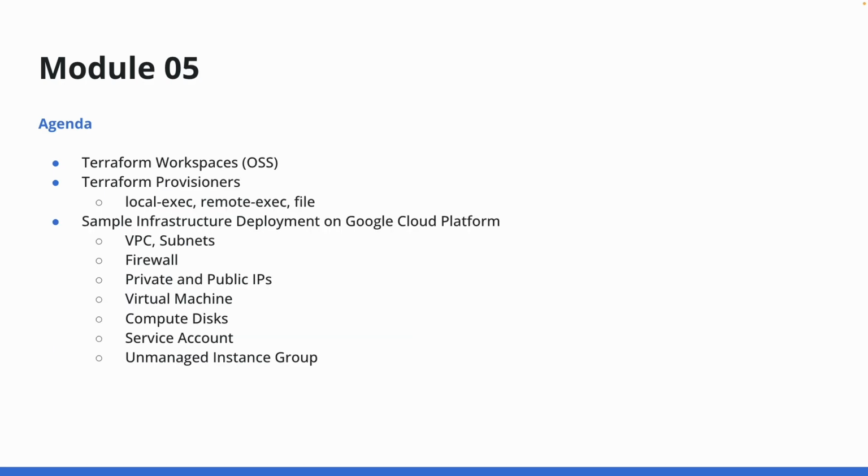In module 5, we'll see the Terraform workspaces concept, and then we'll also look into the Terraform provisioners to do some post configuration tasks. In Terraform provisioners, we'll cover local-exec, remote-exec, and file provisioners. And then in the end, we'll deploy a sample infrastructure on Google Cloud Platform, which will cover the deployment of VPC, subnets, firewall, private and public IPs, virtual machine, compute disk, service account, unmanaged instance group, etc. So that's it for the agenda of this course.